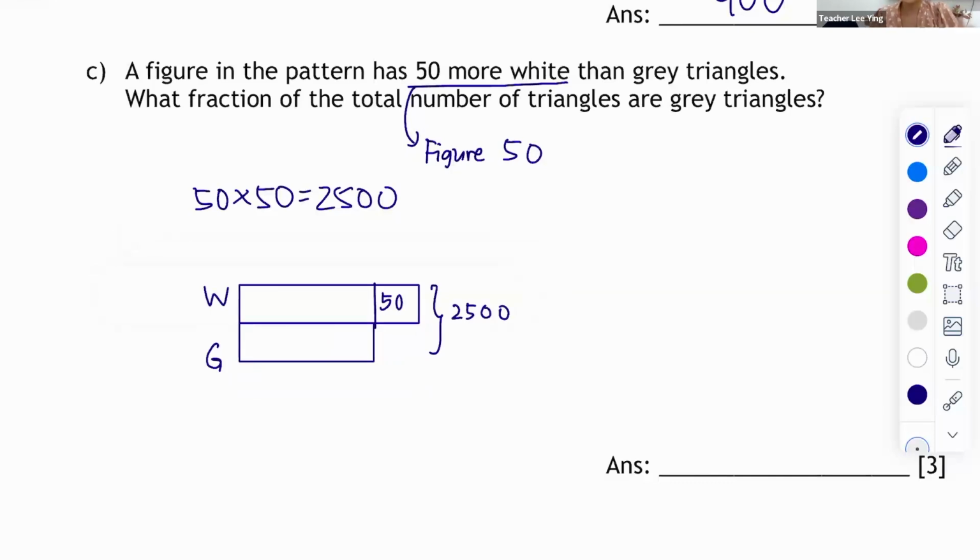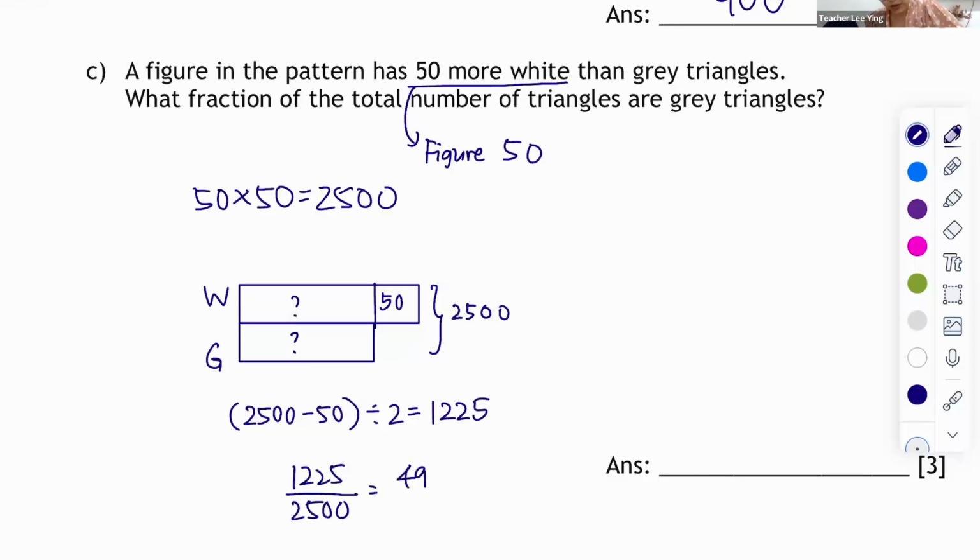So what fraction of the total are gray? We need to find out what gray is first. So we take 2,500, subtract 50, and divide by 2 in order to find out the gray. We get 1,225 gray. What fraction of the total? You will find that it is 49 out of 100. And that's the end of the entire paper.